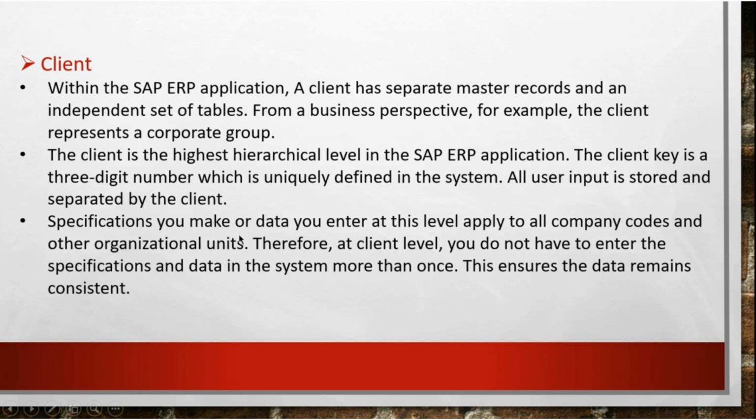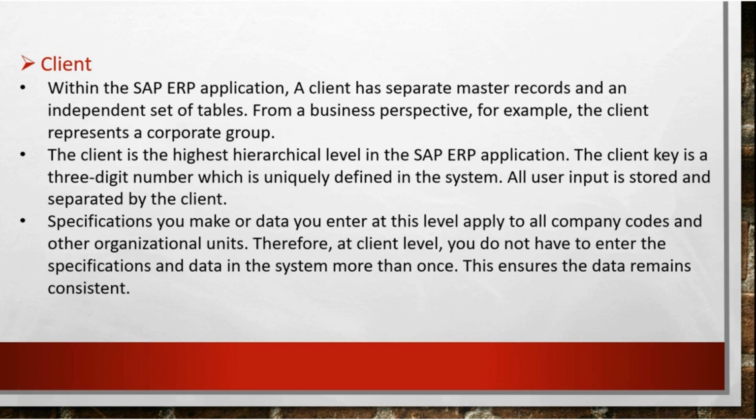Specifications you make or data you enter at this level apply to all company codes and other organizational units, because company codes and organizational units come under the client. So that's the reason client is the highest level in an org structure. Therefore, at client level you do not have to enter any specifications and data in the system more than once. This ensures the data remains consistent. So this is what client means.